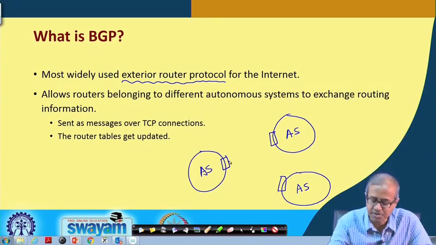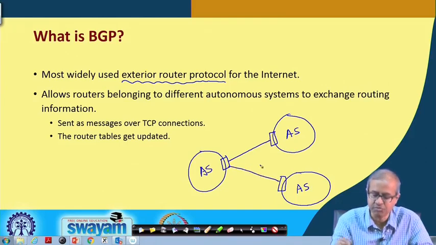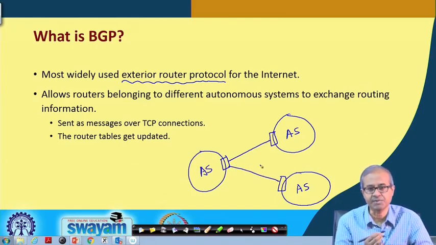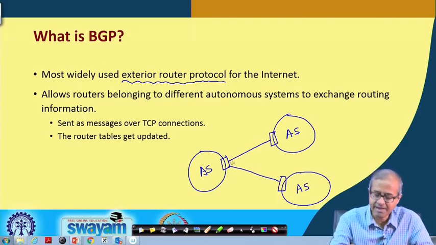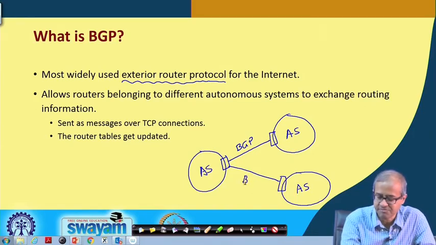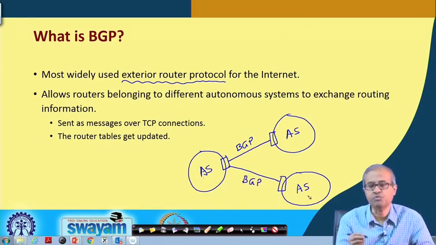These border routers can connect with each other depending on how you want to connect. There can be multiple ways of connection, and it is over these links that connect the border routers you have this BGP protocol running. So, you will also have BGP here, but inside the autonomous systems we will be having some of the interior router protocols running.